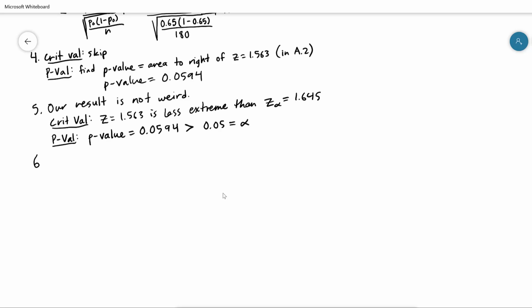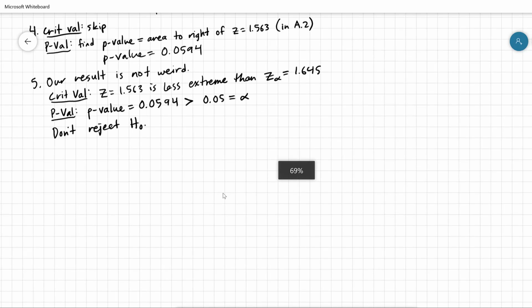So, with that in mind, let me just say we are going to not, so don't, that's what I need to write, not the word not. Don't reject the null hypothesis. We don't reject H naught because our result isn't quite weird.